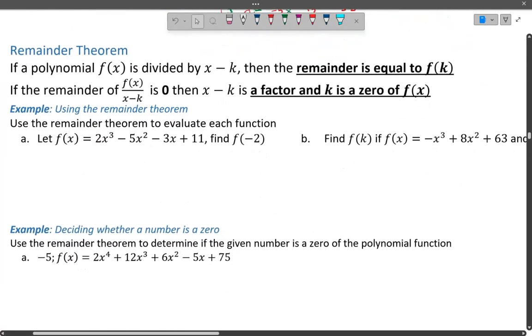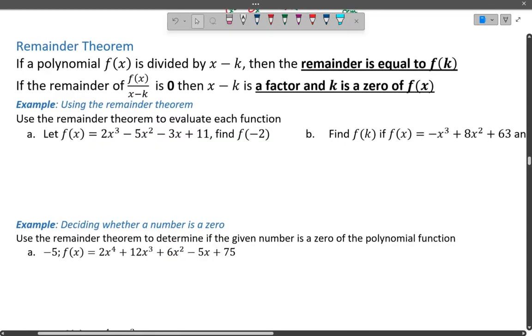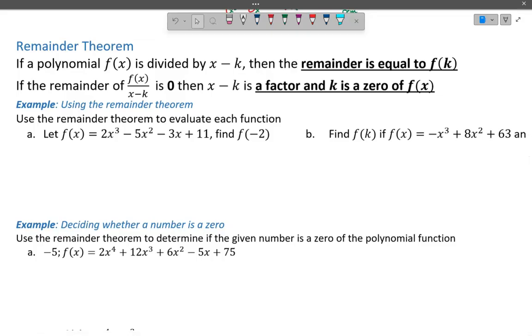So now we're going to review the remainder theorem. And we talked about this briefly in a previous unit when we were doing polynomial division. If we're dividing a polynomial by x minus k, meaning that we can use synthetic division, then the remainder is equal to evaluating the function f of k. In addition to that, when we divide f of x by x minus k and the remainder is 0, it means that x minus k is a factor of that polynomial, and k is a 0 of f of x.